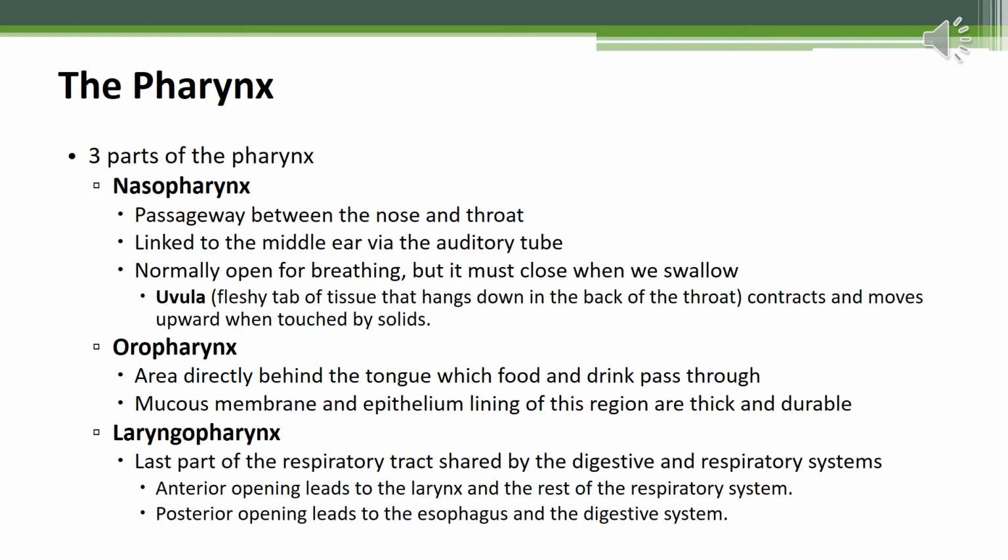And then finally there's the laryngopharynx, which is the last part of the respiratory tract shared by the digestive and respiratory systems. The anterior opening of the laryngopharynx leads to the larynx and the rest of the respiratory system, whereas the posterior opening of the laryngopharynx leads to the esophagus and the digestive system.